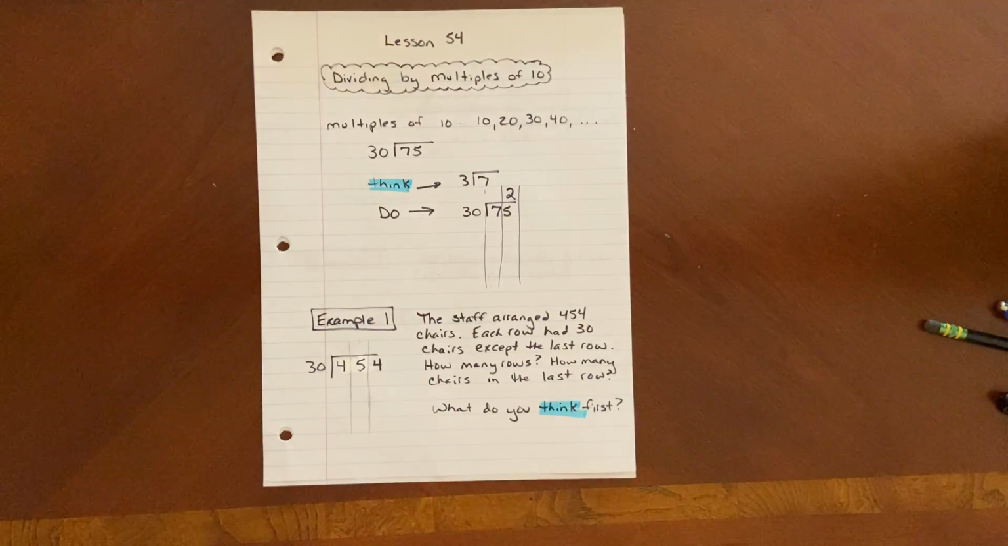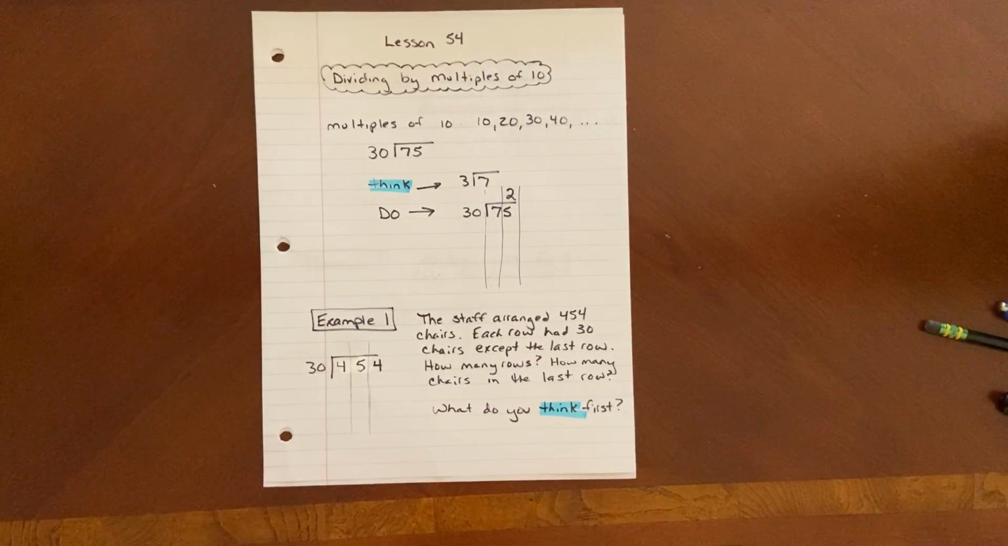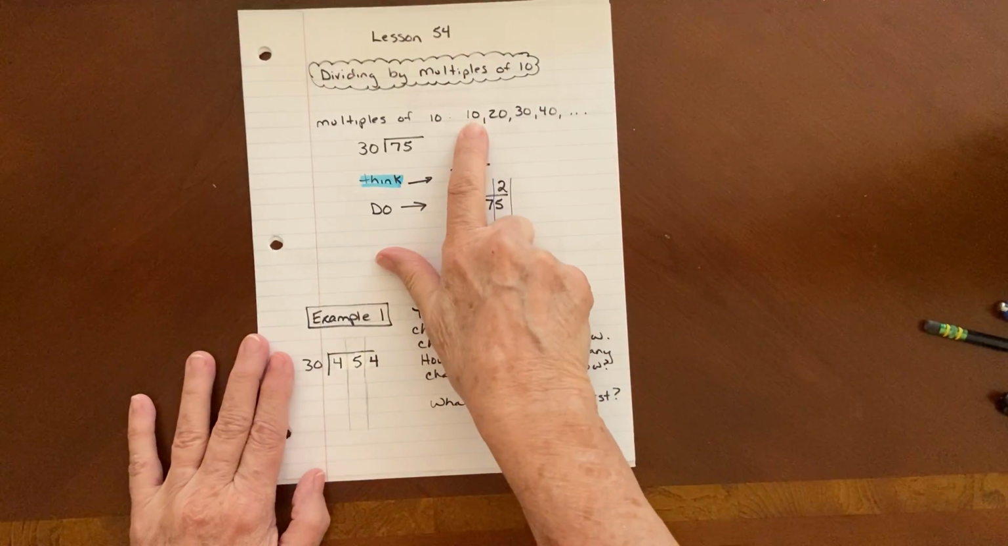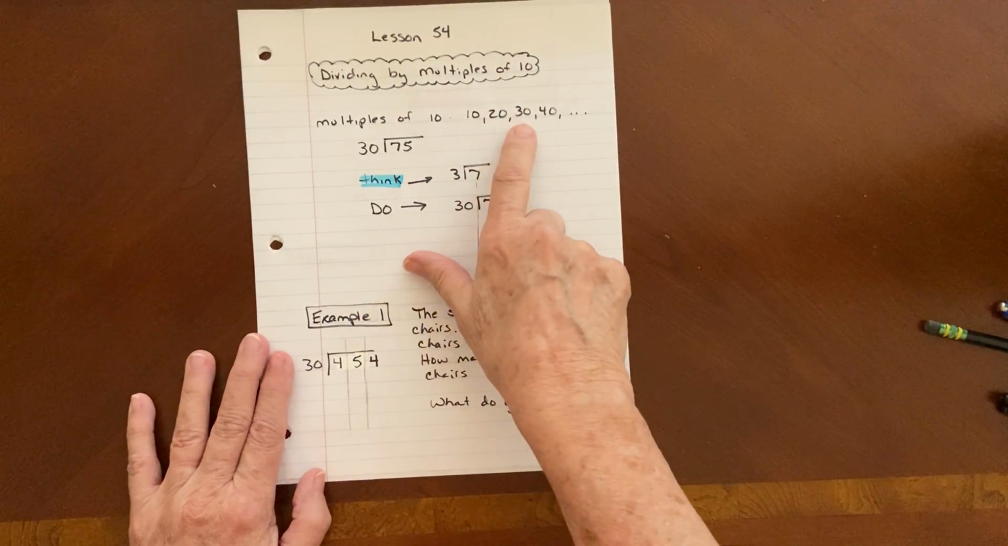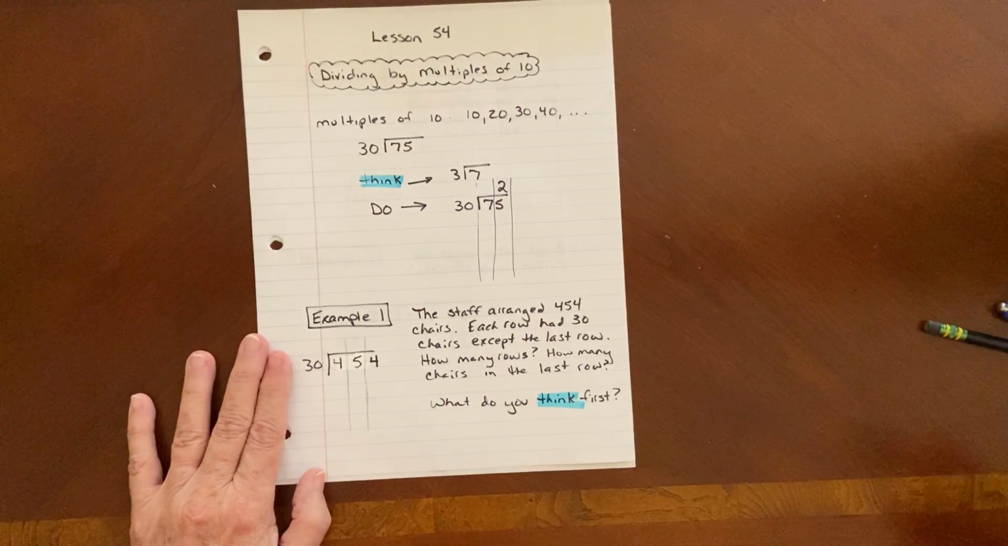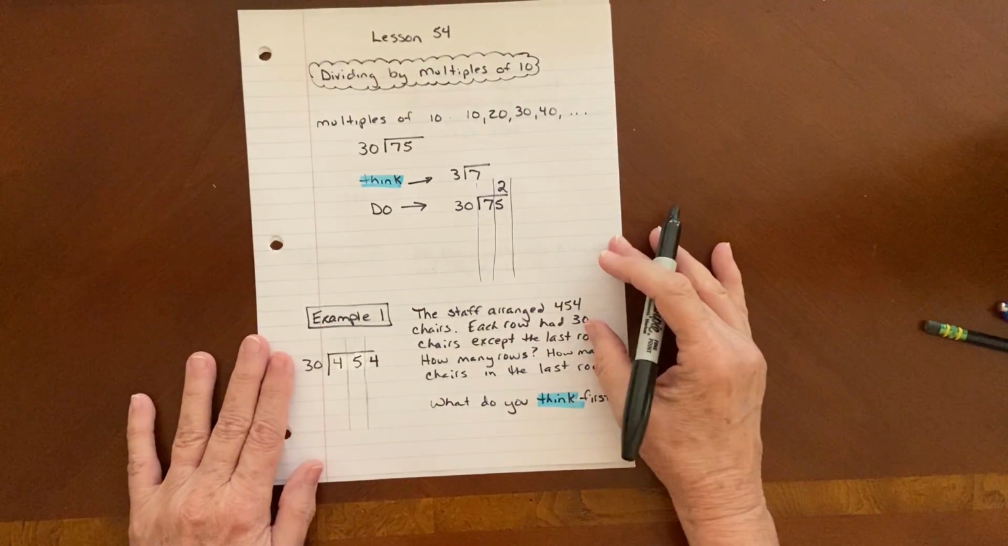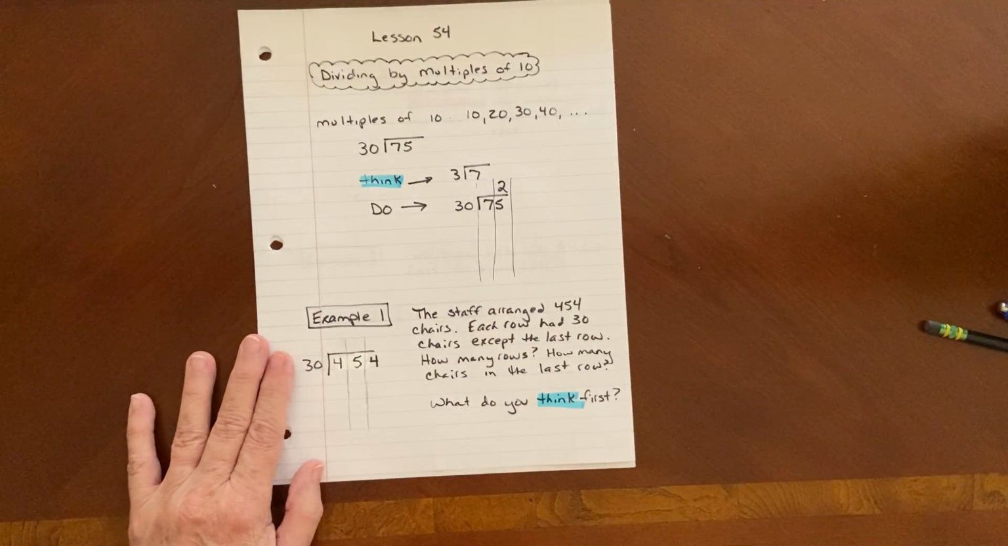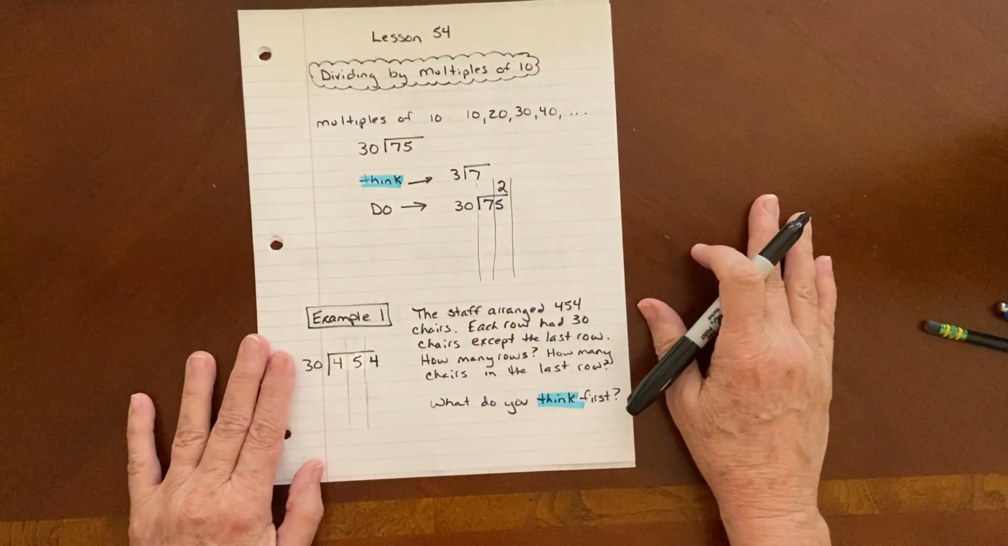Okay, this is lesson 54, dividing by multiples of 10. So you remember multiples of 10 means 10 times 1 is 10, 10 times 2 is 20, 30, 40, 50, 60, and so on. So those are the multiples of 10. So those are going to be our divisors. Our dividend's going to be whatever.